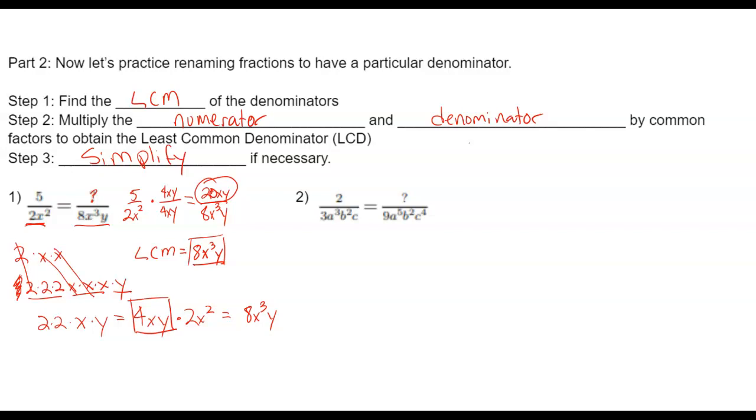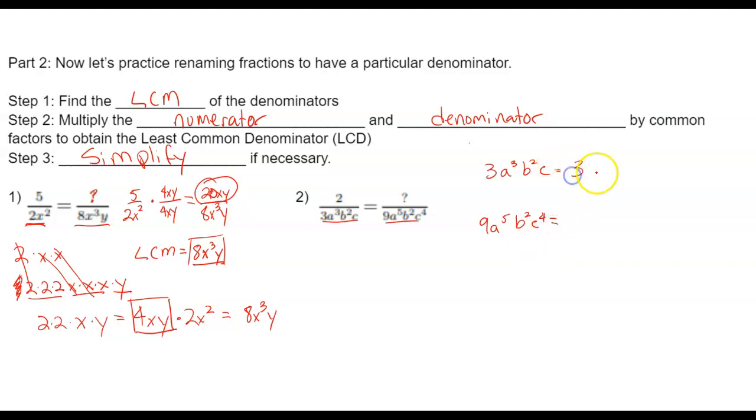So for number 2, I'm going to repeat the same process. I'm going to look at my denominators right here: 3a cubed b squared c, and then 9a to the fifth b squared c to the fourth. And I'm going to list them in prime factors and find their least common multiple.